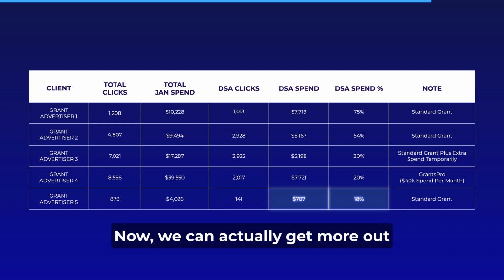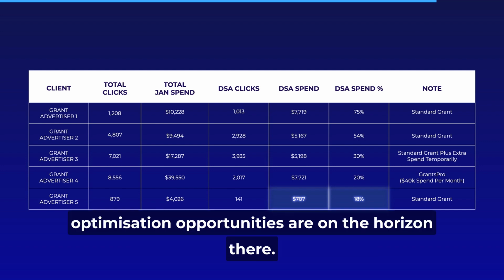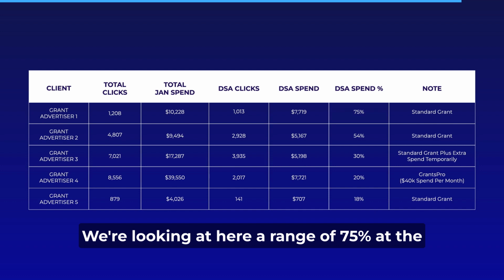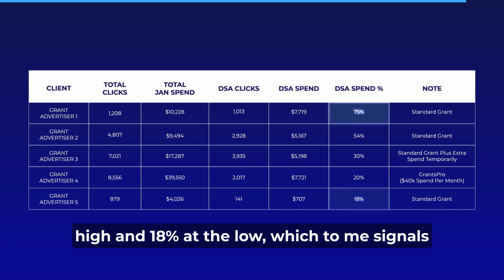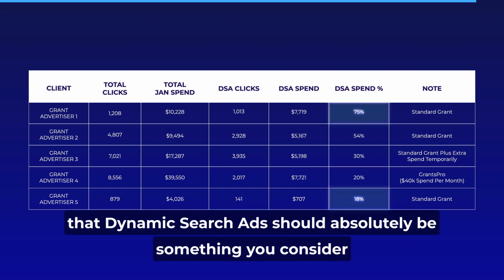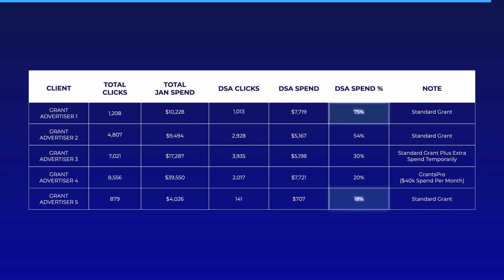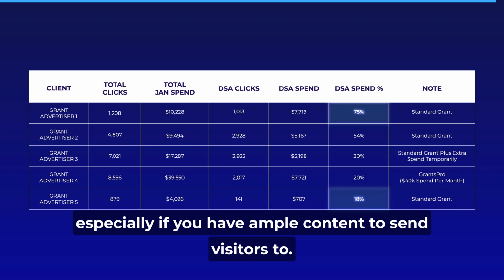Now, we can actually get more out of that in the future, so some optimization opportunities are on the horizon there. But even at 18%, it's still a sizable contribution. We're looking at here a range of 75% at the high and 18% at the low, which to me signals that dynamic search ads should absolutely be something you consider for getting more of your Google Ad Grant spend away, especially if you have ample content to send visitors to.